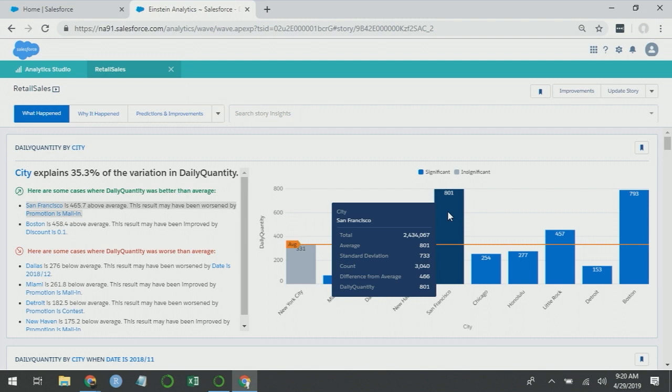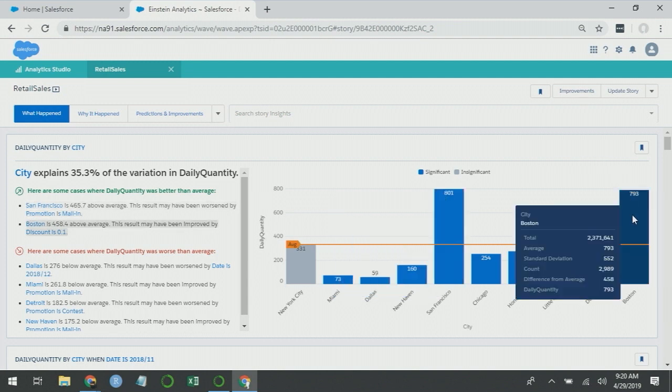If I mouse over San Francisco, you'll see that the text on the left highlights. It says that San Francisco is about 466 units above average. The result may have been worsened by promotion as mail-in. In my experience, most people don't like doing mail-in rebates. What this is alerting us to is that San Francisco is doing well, but it actually could have been doing better if they weren't doing mail-in promotions. Similarly, Boston is 458 units above average. The result may have been improved by discount as 10%.